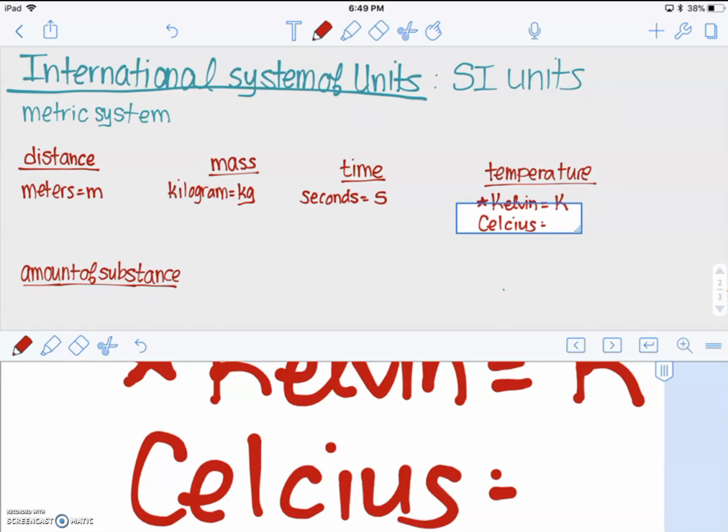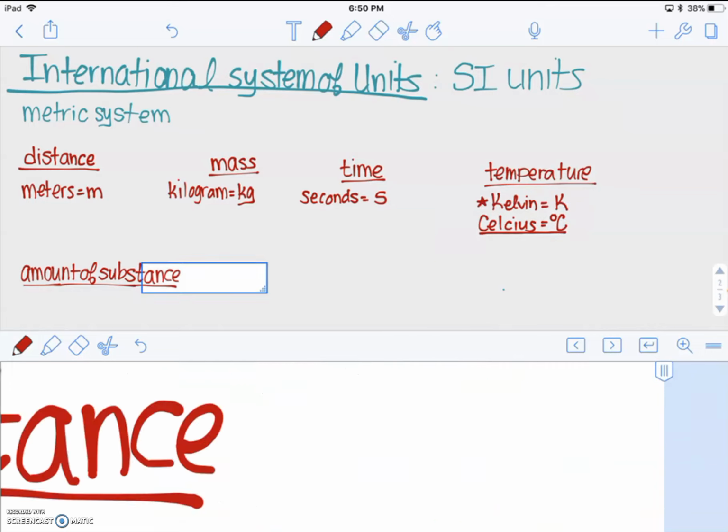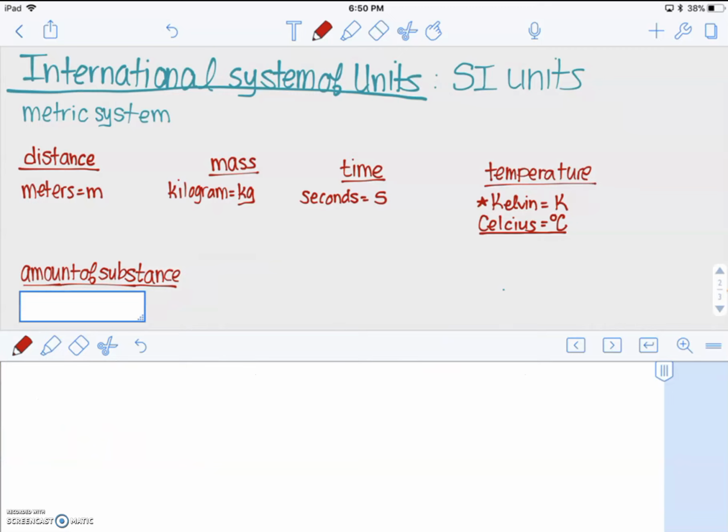So degrees Celsius is kind of where we're going to be at for our class. It is a little bit more common, and it actually shows up on our thermometer, so we'll use that instead. Normally we use Fahrenheit. Celsius is just, again, the way we stabilize or normalize it across all scientific areas of study. Now, for amount of substance, we're not going to use this one, but it's always good to get a little introduction into chemistry.